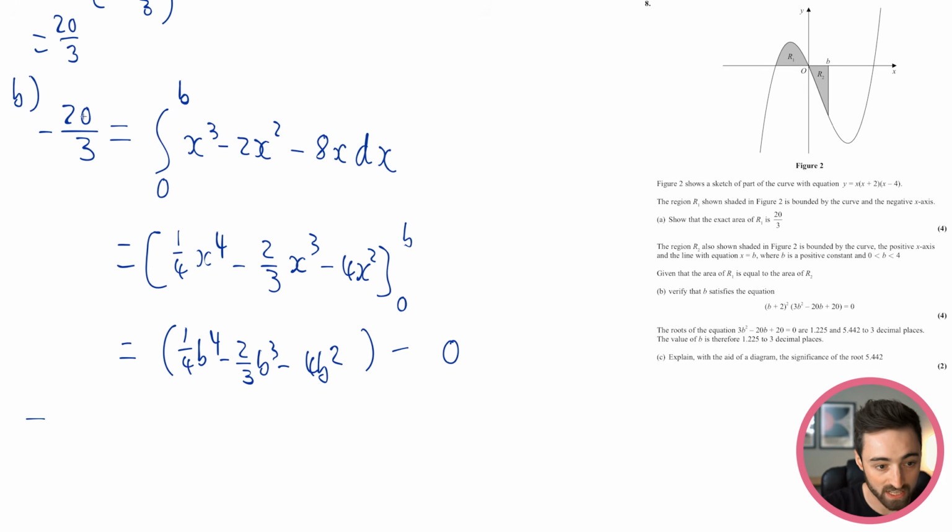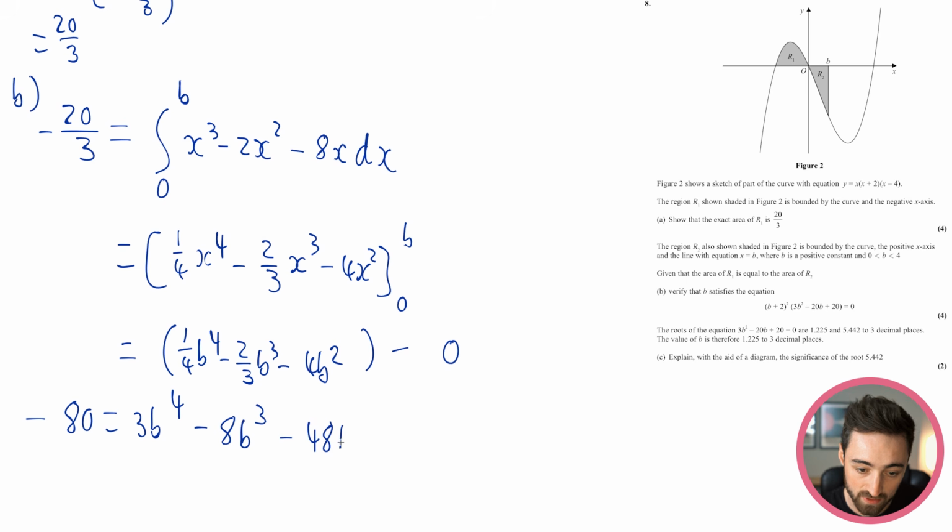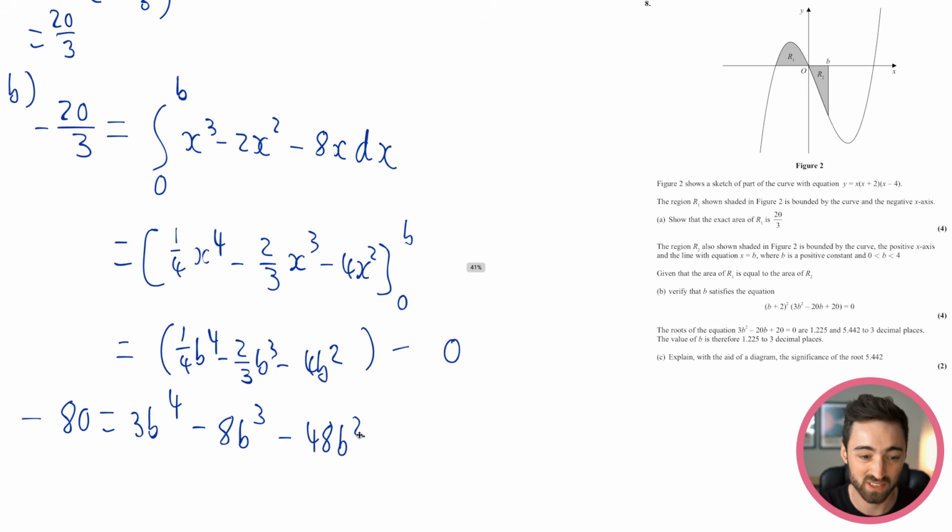So this would get me minus 80, because the 3 cancels, and then I've got to times it by 4 still. So I get minus 80 equals, times this by 12, so it's going to be 3b to the 4. This is going to be 8b cubed. And 4 times 12 is 48, so that's going to be minus 48b squared. Okay, so we're getting an equation at least. Let's get this all onto one side.